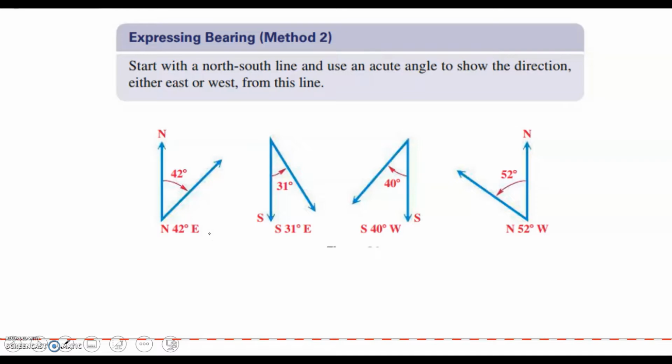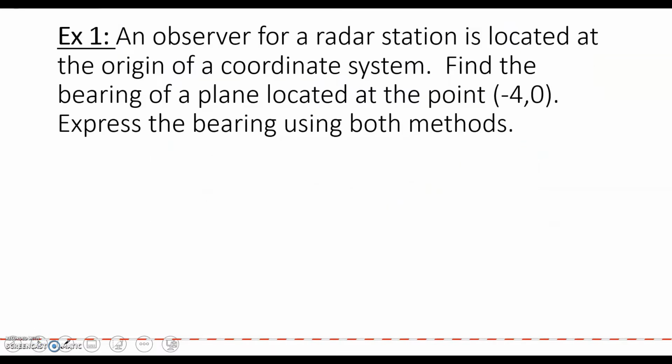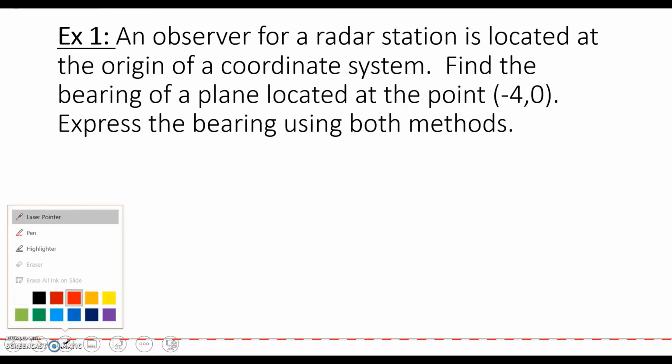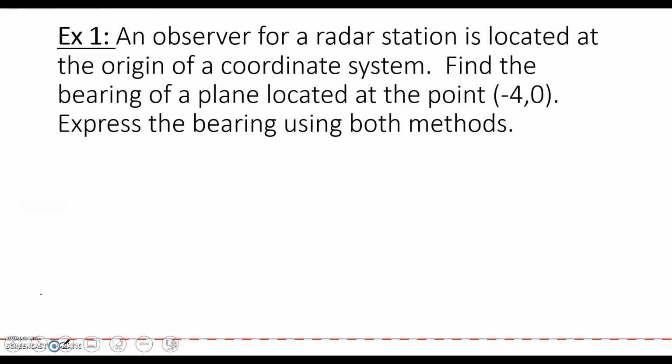Okay, so now let's look at some problems that involve bearings. This first example says an observer for a radar station is located at the origin of a coordinate system. Find the bearing of a plane located at the point -40 and express this bearing using both methods. Okay, so first of all, the very first thing we want to do is sketch a picture. I always want to sketch a picture first.